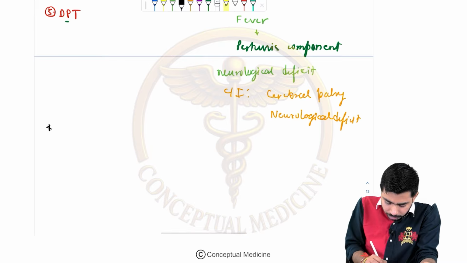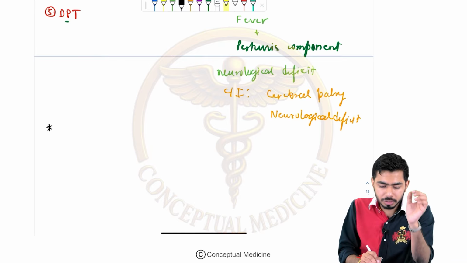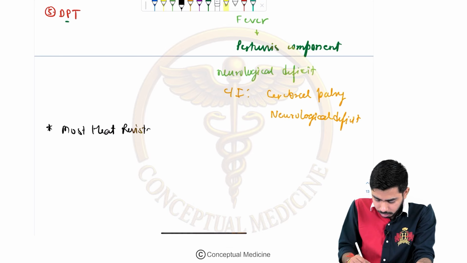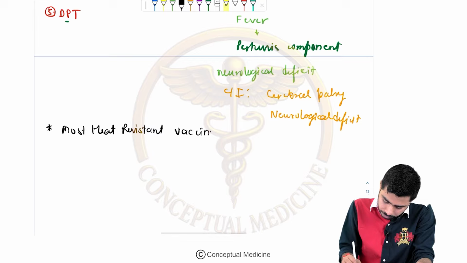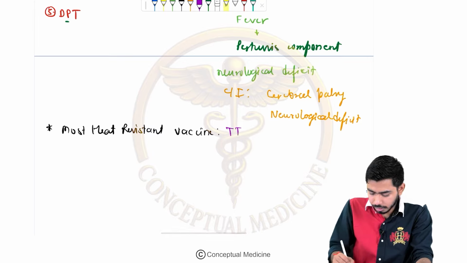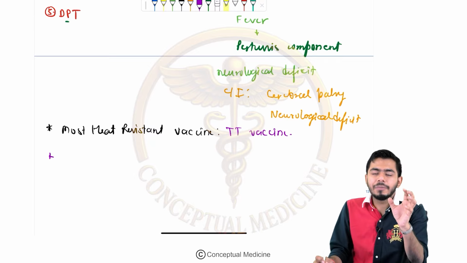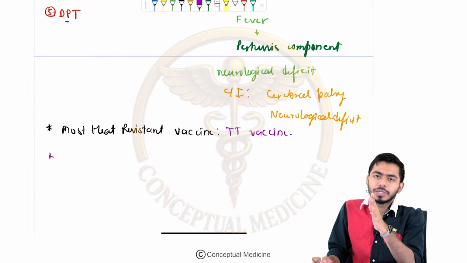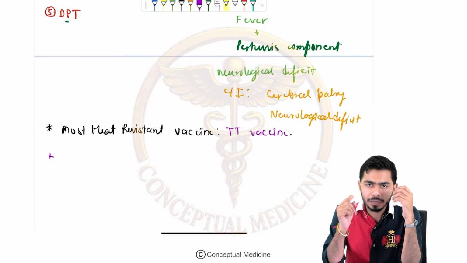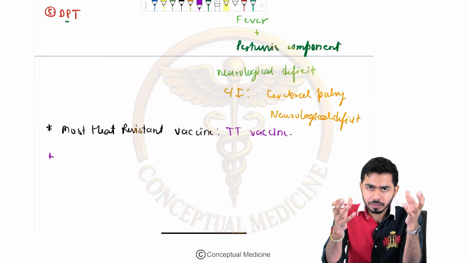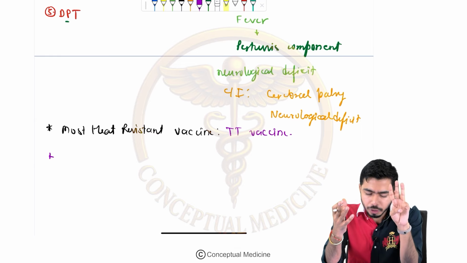Some of the salient points, guys, which I would like to make over here: the most heat resistant vaccine is which vaccine? That is the tetanus toxoid vaccine, the TT vaccine. Then the minimum gap between two doses of live attenuated vaccine: usually it is day 0, a 0 gap. But if you talk about yellow fever and cholera, right? Yellow fever and cholera, a minimum 3 gap we need to maintain, right?